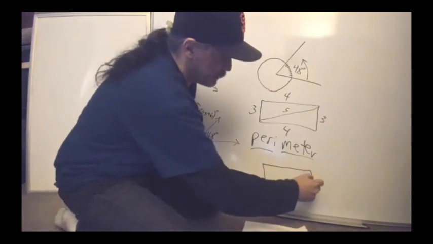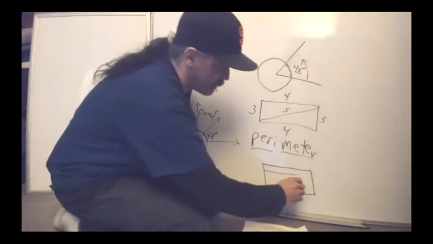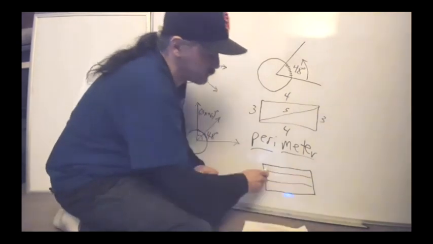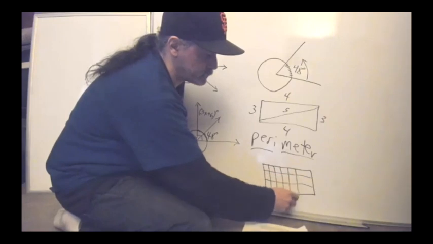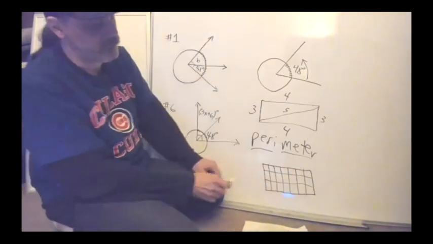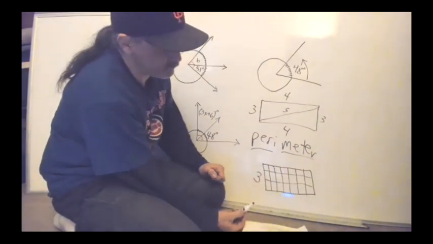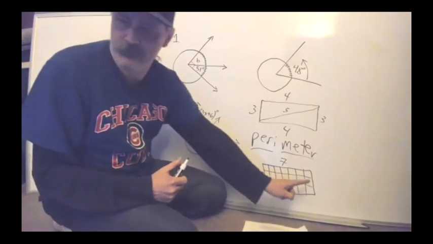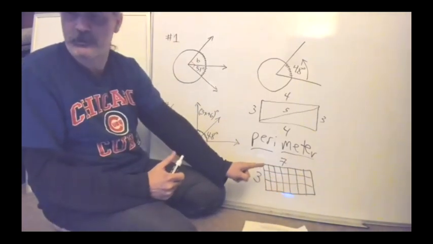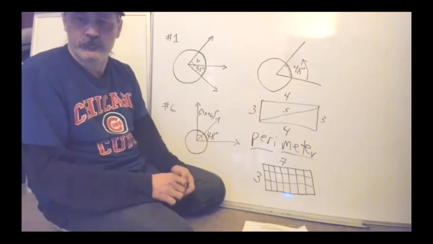Okay? Now, if we are measuring area, what we're measuring is how many 1 by 1 unit squares are inside the shape, just like the tiles on a floor. And so usually we have rows and columns. So we can say there's 3 by 7. And so how many 1 by 1 squares are contained in this rectangle? 3 times 7. There's 21 square units.